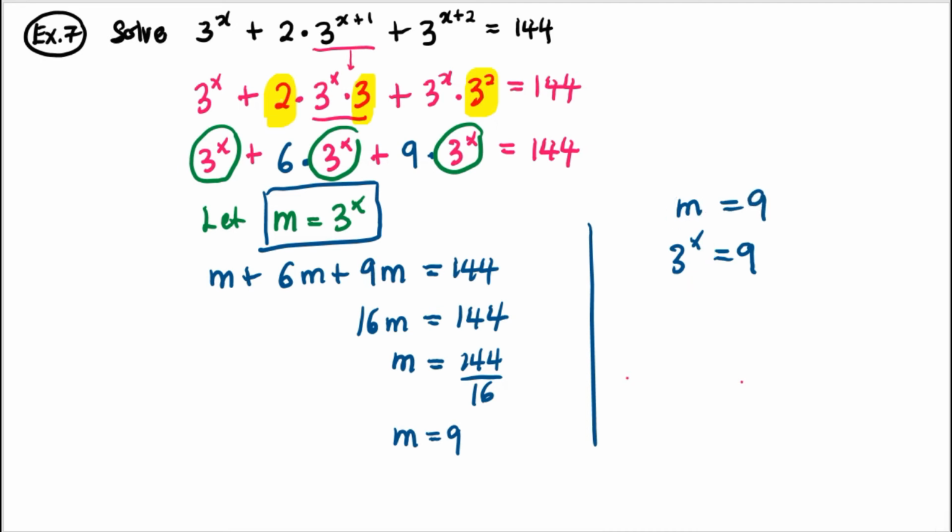Now we have to solve this index equation. So 3 to the power of x, how to solve this one? We have to make 9 as base 3. So 3 to the power of x equals 9; in base 3, we get 3 to the power of 2. Because now we have the same base on the left and the right side, we can compare the index. We have x equal to 2. We are done, right? Simple.